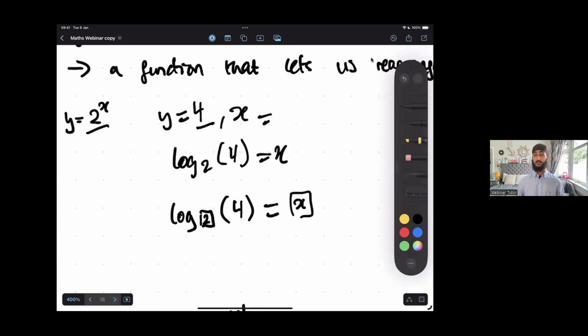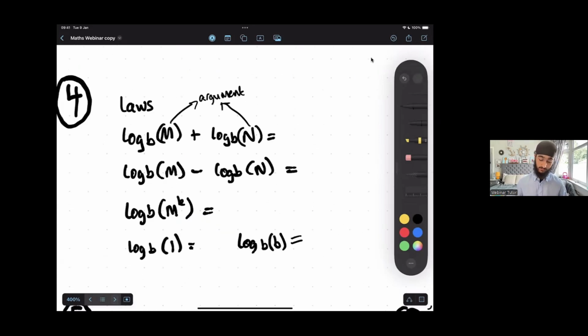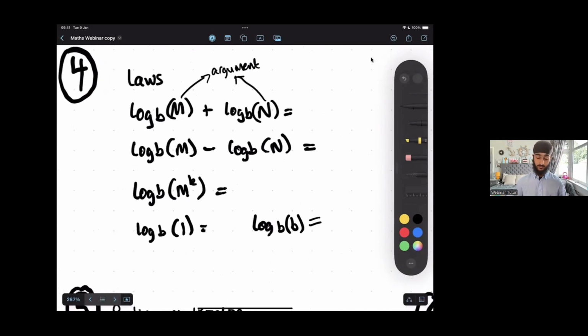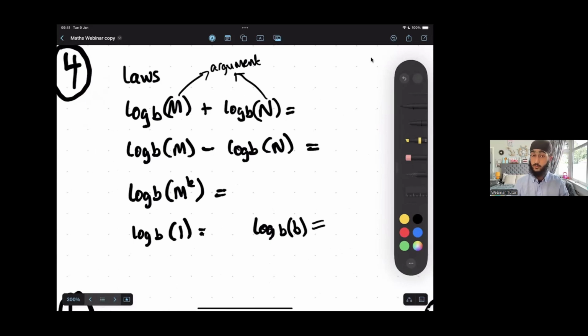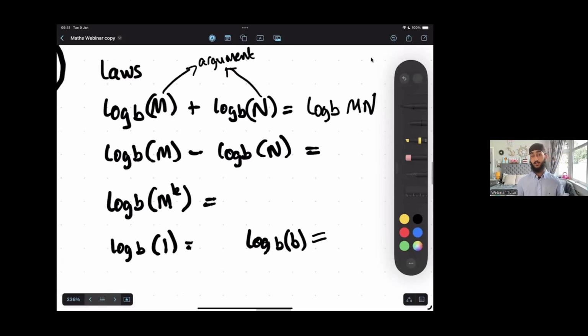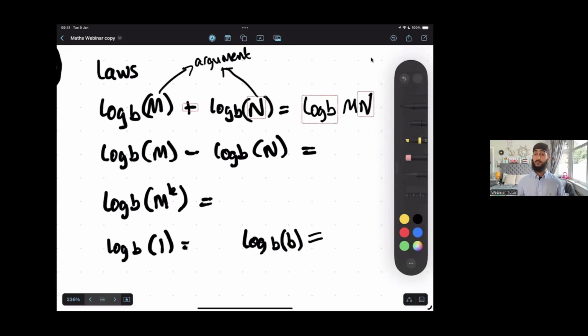But as with indices, there are some laws about these logarithms. Let's look at what these log laws are. So starting off, if you've got 2 logarithms with the same base, we can multiply these arguments to represent an addition statement. For example, with log base b of m plus log base b of n, we can multiply these to get just one logarithm. So log base b of mn.